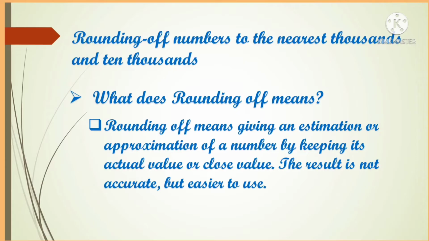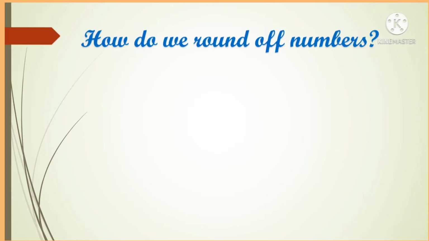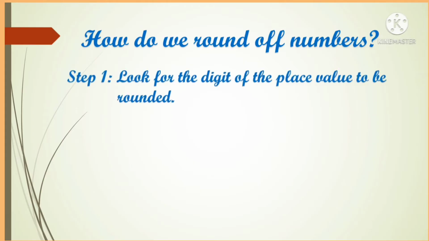So, ibig sabihin, ito yung pagtatansya ng isang bilang kung saan ang halaga nito ay malapit sa actual na bilang o yung mismong bilang. So, ang resulta nito ay hindi tumpak o eksakto, ngunit mas madaling gamitin. Okay? Now, how are we going to round off numbers? So, here are the steps in rounding numbers. Step 1.